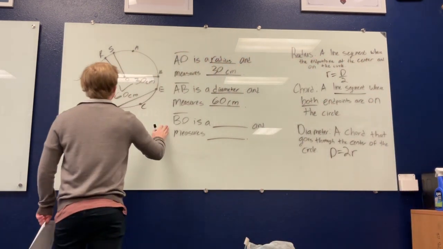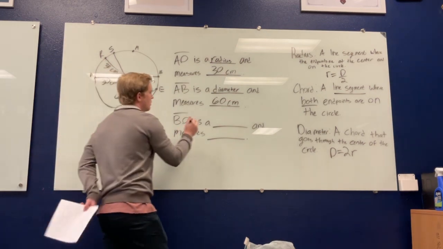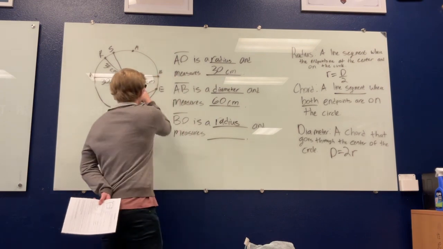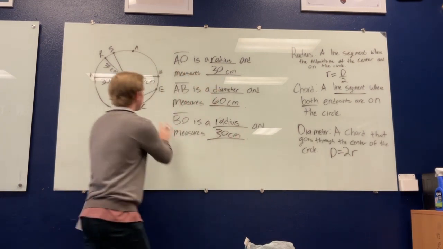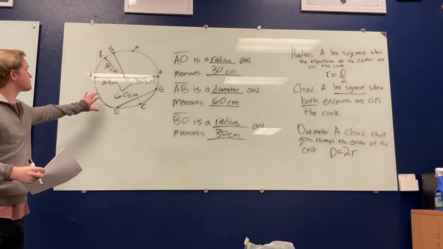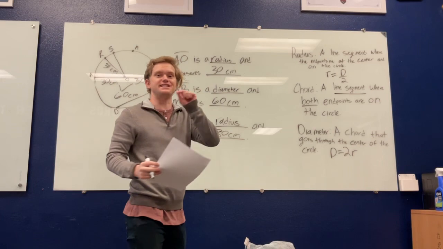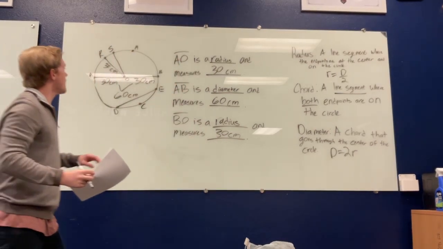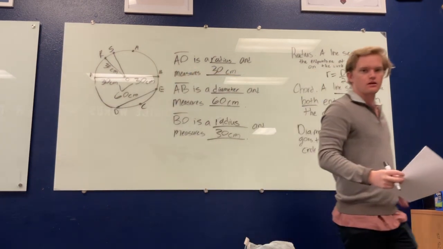Finally, we have BO. So if we have BO, we've already found it, right? BO is a radius that measures out to be 30 centimeters. So what I want you guys to grab from this is to see that all radii are exactly the same. They have to be exactly the same measurement. And that the diameter is double the radius.